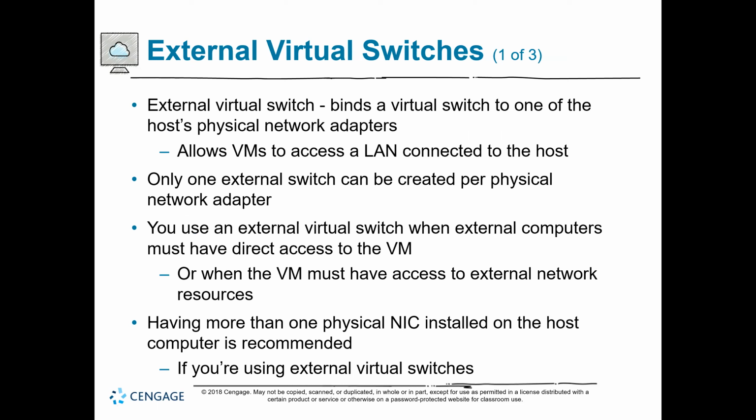External virtual switches bind a virtual switch to one of the host's physical network adapters. This allows VMs to access a LAN connected to the host. Only one external switch can be created per physical network adapter. You use an external virtual switch when external computers must have direct access to the VM, or when the VM must have access to the external network resource. Having more than one physical NIC installed on the host computer is recommended if you're using external virtual switches.